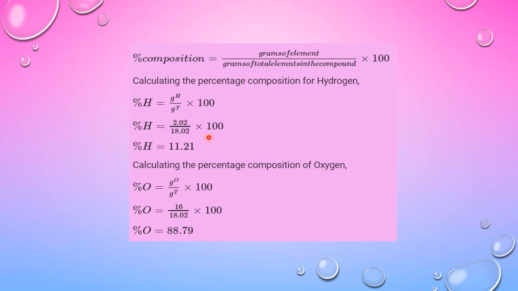So, percentage of hydrogen is equal to the mass of hydrogen. So how many hydrogen atoms are present? 2. So 2 into 1.01 gives 2.02 upon the total grams of water, that is 18, into 100. So the percentage of hydrogen in water is 11.21, whereas the percentage of oxygen is equal to 88.79.